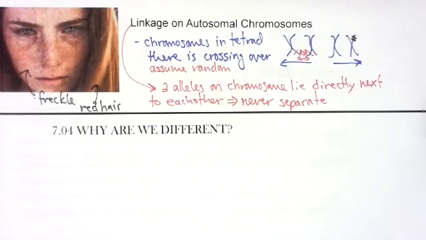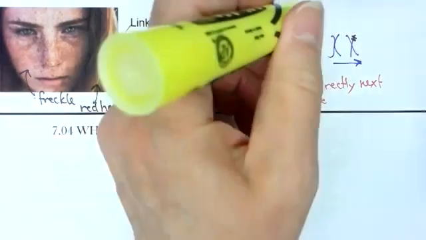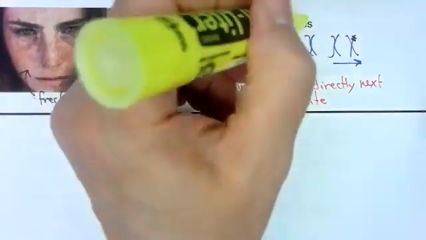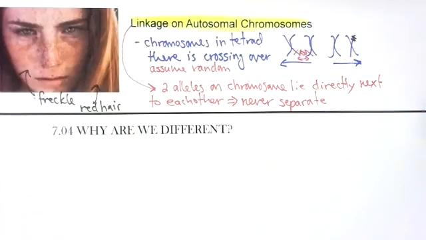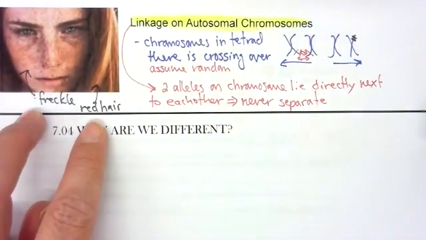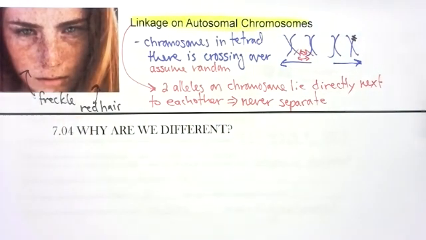And this happens mostly on autosomal chromosomes. You could have linkage on X chromosomes too. But it's a way that it circumvents our variety. Remember, everything's supposed to be random and everything's supposed to always be independent of each other. But this is one exception where the two genes will stay together. And there's other examples of linkage, but this is the most common.